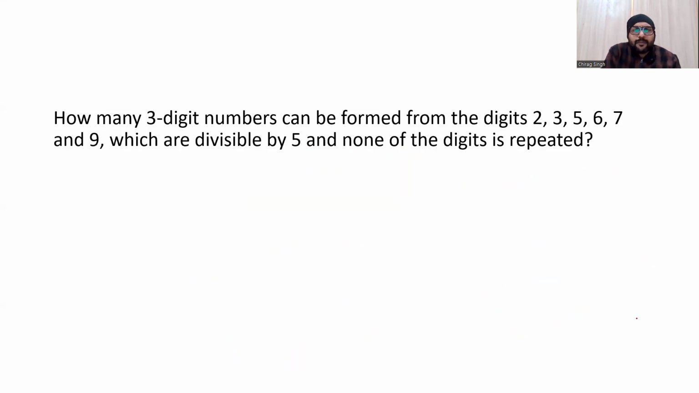How many three-digit numbers can be formed from the digits 2, 3, 5, 6, 7, and 9, which are divisible by 5, and none of the digits is repeated? It's a very simple question. ठीक है. I quickly need the answer from all of you. Number should be divisible by 5. So if a number should be divisible by 5, then what is the condition?